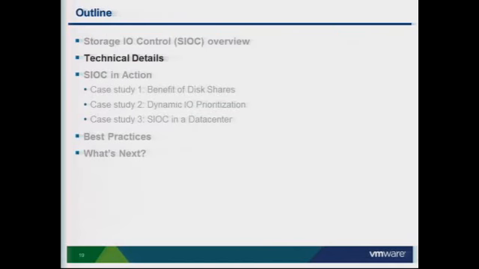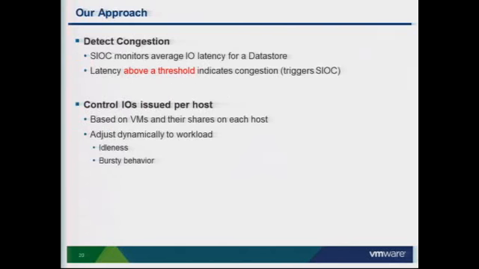Now let's look at how it actually does it. What's the under the hood detail of the technology? Essentially, there are two components to the approach. One is detecting the congestion. For any resource management technology out there, you only want it to kick in when there is a resource problem. If there is no resource problem, you don't need any resource management technology. So in this case, in order for us to kick in, we have to detect when to kick in.